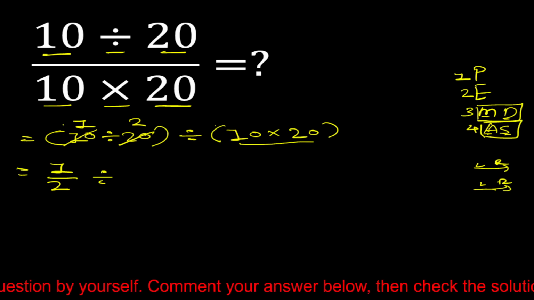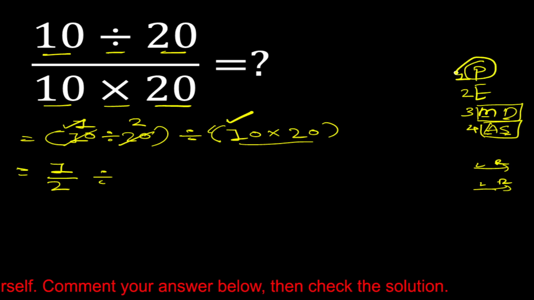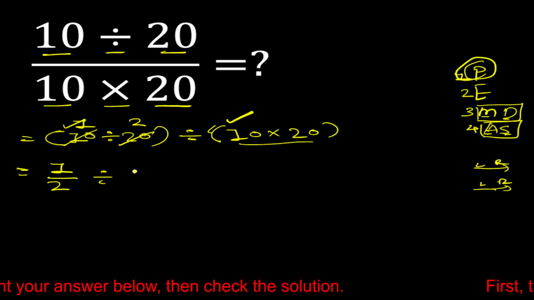Okay, so first we solved this parenthesis, now we have to solve this parenthesis, because PEMDAS tells us first we have to solve parenthesis. Okay, 10 multiply 20 is equal to 200.